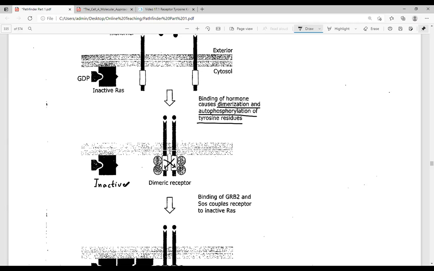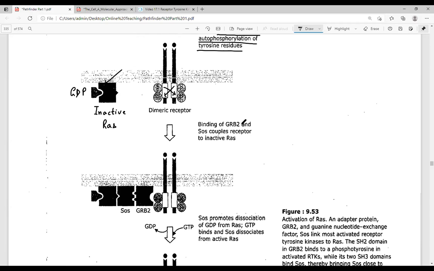It is the inactive RAS that is going to bind. And once the inactive RAS binds, the inactive RAS, which is inactive because it is GDP bound, will get converted into an active RAS. What is this RAS? This is a monomeric G protein. Binding of GRB2 and SOS complex receptor to inactive RAS.